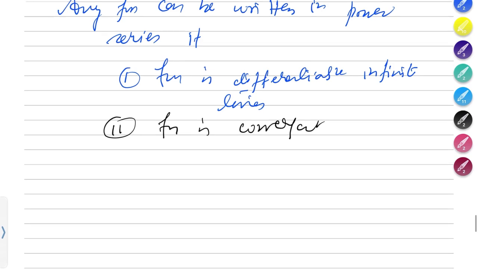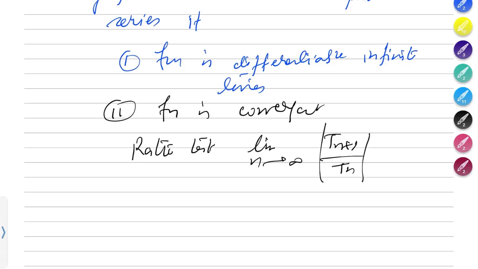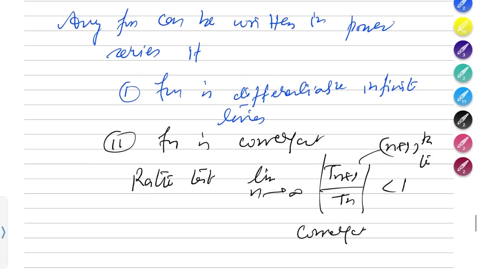But the very basic test we use in case of convergence is the ratio test. What is the ratio test? The limit as n tends to infinity of t_(n+1) upon t_n, this is the (n+1)th term, if that is less than 1, then we say it's convergent. So these are the two things we require.